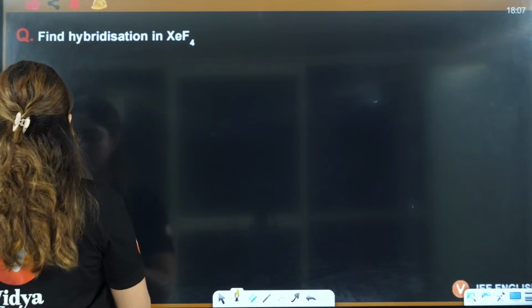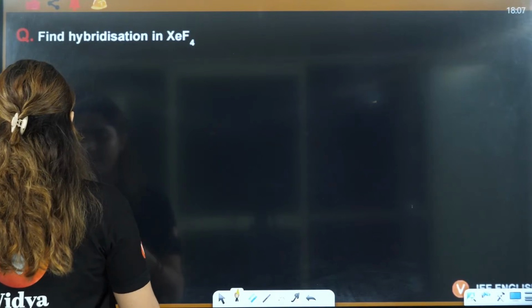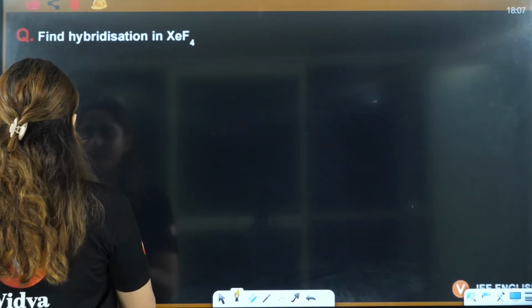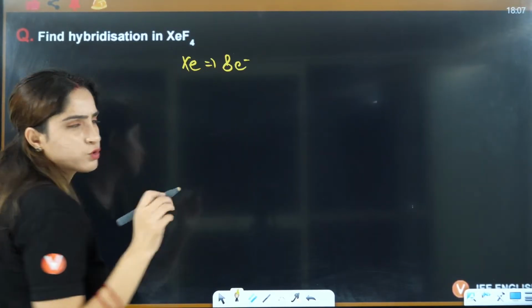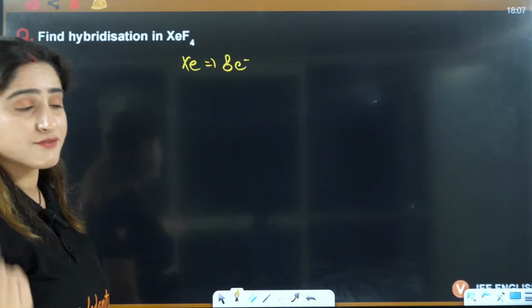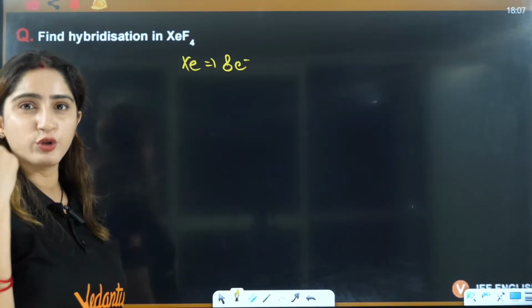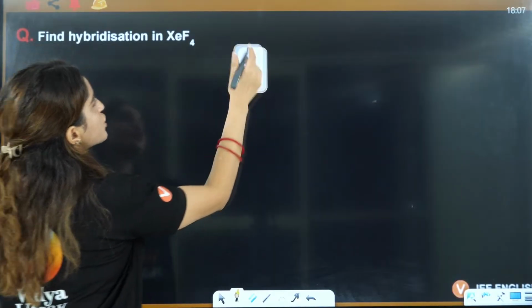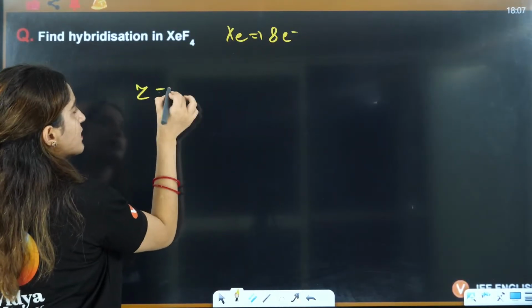Okay, xenon will have 8 outermost electrons. Group number 18 will have 8, group number 17 will have 7, group number 16 will have 6, 15 will have 5, these are the valence electrons. I think I told you that in the first lecture, right? So xenon will have 8 outermost electrons. So now let's calculate the Z here.